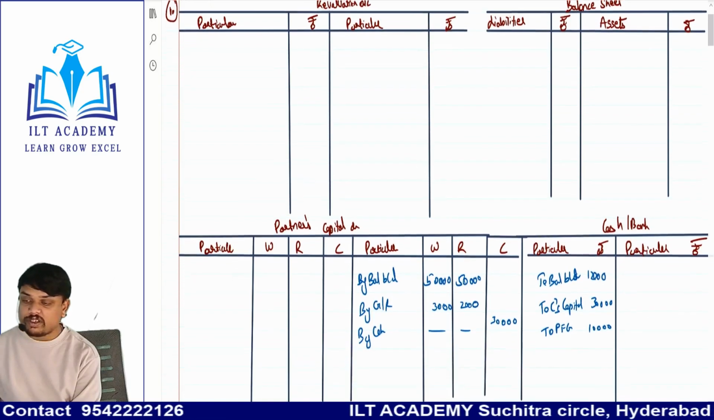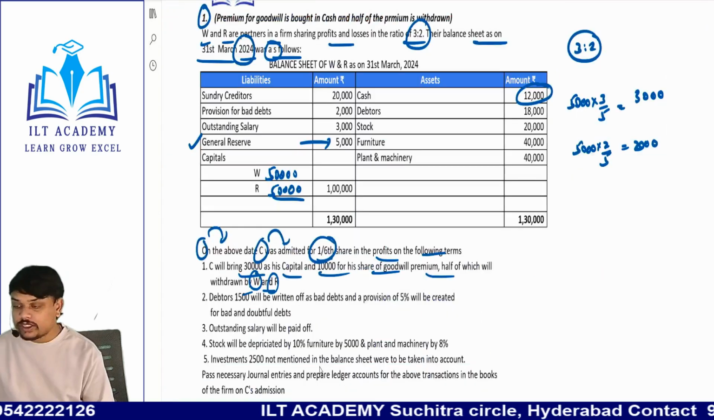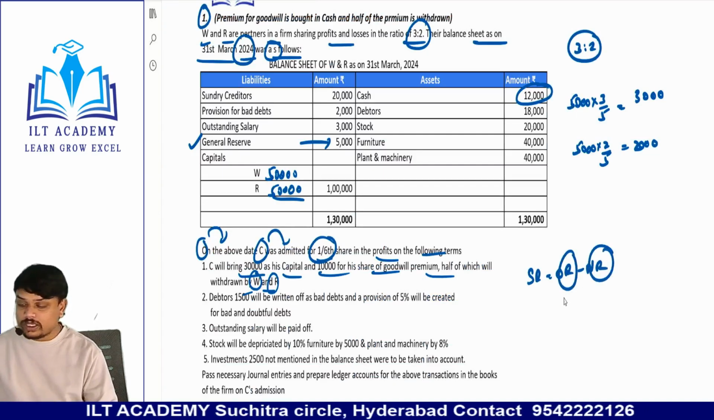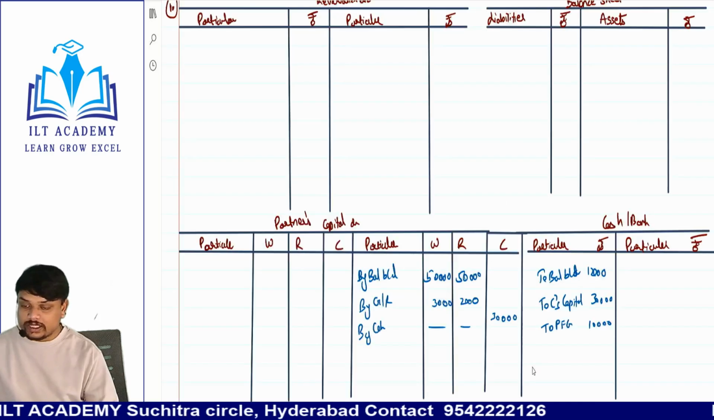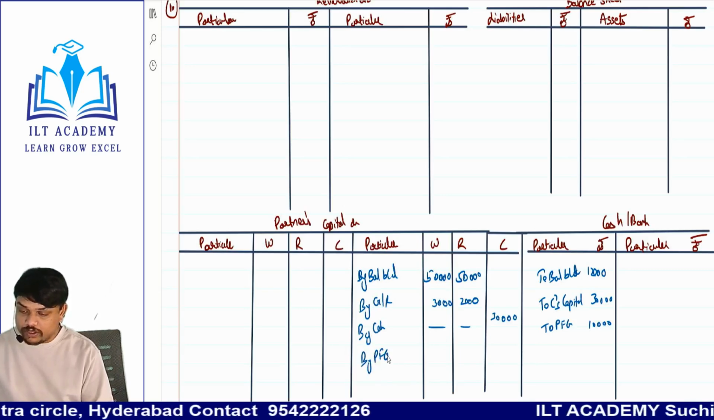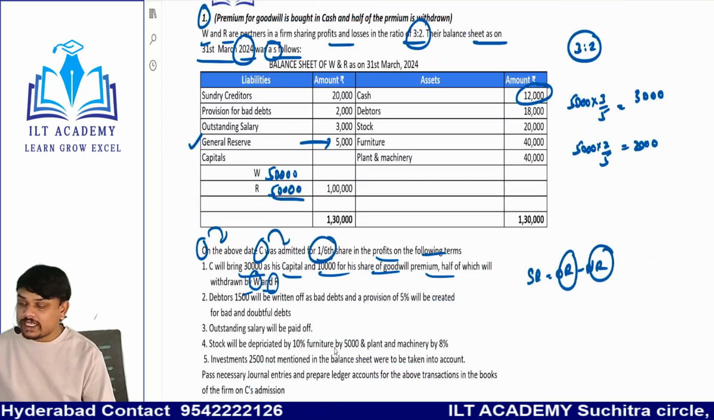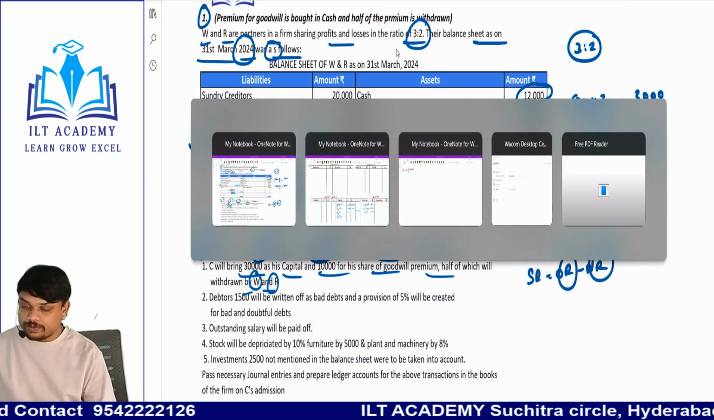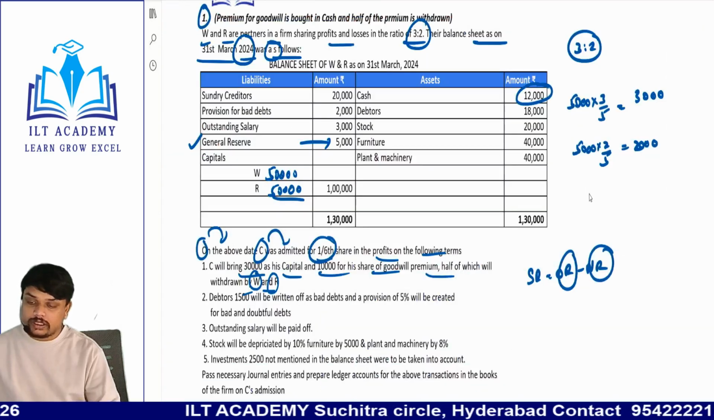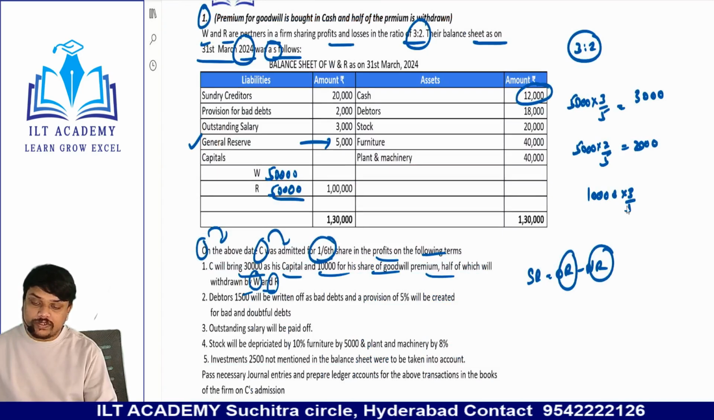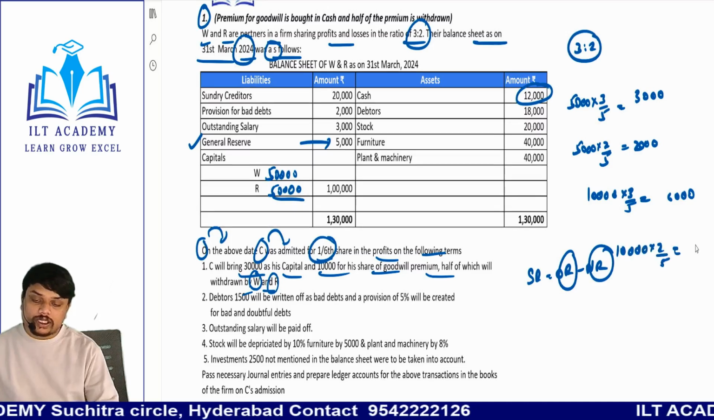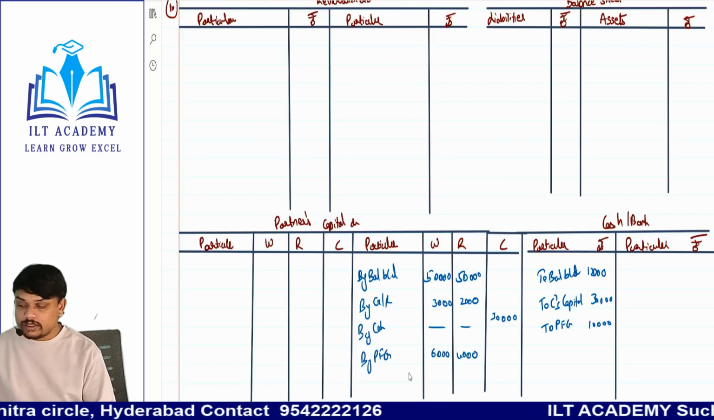Now goodwill brought by the new partner will be shared among whom? Old partners. In what ratio? Sacrificing ratio. The sacrificing ratio formula is old ratio minus new ratio. Here we don't have the new ratio, so the old ratio is the sacrificing ratio. By premium for goodwill, 10,000 will be shared among W and R in the ratio 3:2. 10,000 into 3/5 is 6,000, and 10,000 into 2/5 is 4,000. Done. This is how goodwill is brought.